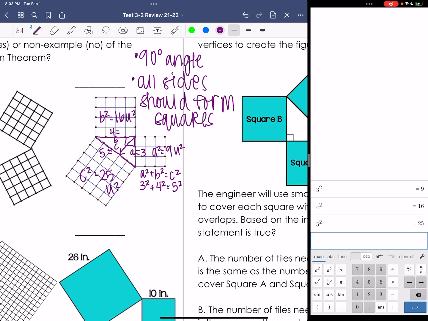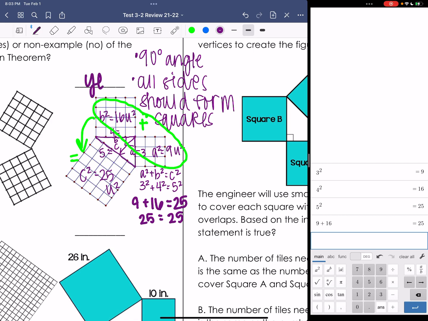Now, if you remember when we went over examples and non-examples of the Pythagorean theorem, I said that whenever you add the area of your two smaller sides, it should add up and equal the area of your largest side. So the area here is 16 and 9, and so 9 plus 16, does it equal 5 squared, which is 25? So let's just go ahead and check that. 9 plus 16 does equal 25. So here we have 25 equals 25. So yes, this would be an example of the Pythagorean theorem.